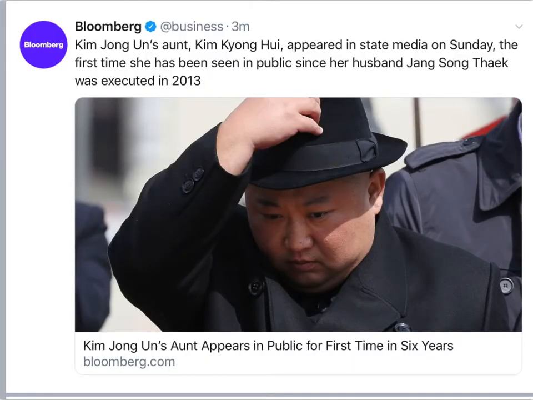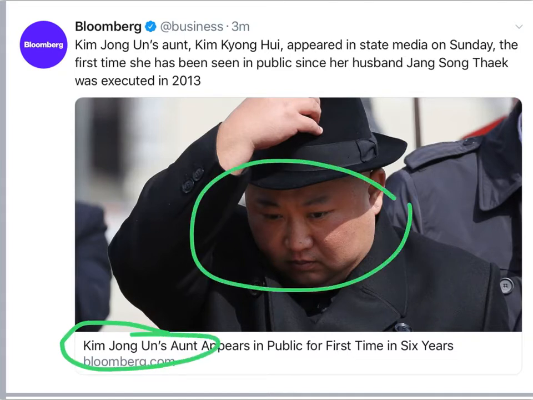I saw this tweet not that long ago where they were talking about Kim Jong-un's aunt appearing in public, except this is Kim Jong-un. So don't put his aunt in the headline and then run a picture of him, because that is not who she is. That is not what she looks like here. So match the art here. Choose a picture that's going to work with that.